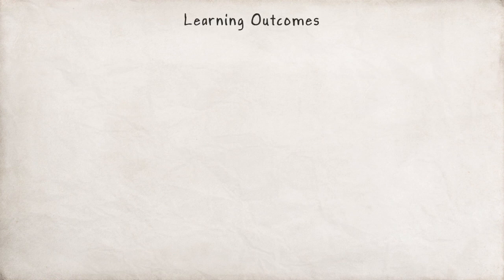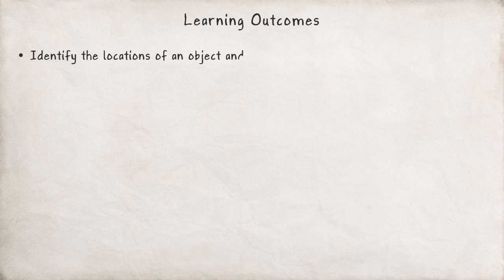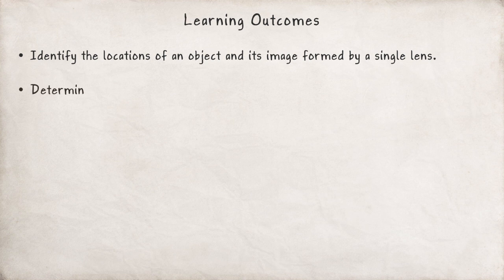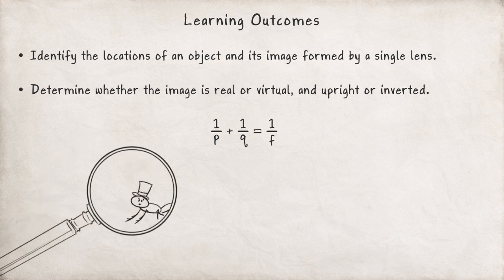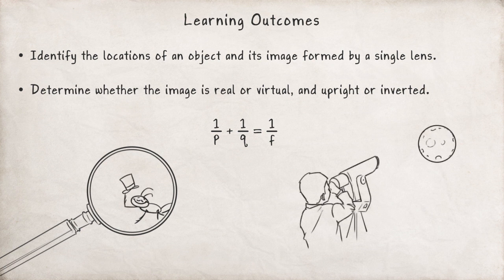Let's review what we've learned. We set out to identify qualitatively the relative locations of an object and its image formed by a single lens, and determine whether the image is real or virtual, and upright or inverted. Using the relationship between the object distance, p, the image distance, q, and the focal length, f, we can design instruments that not only magnify small objects, but also bring very distant objects into closer view.